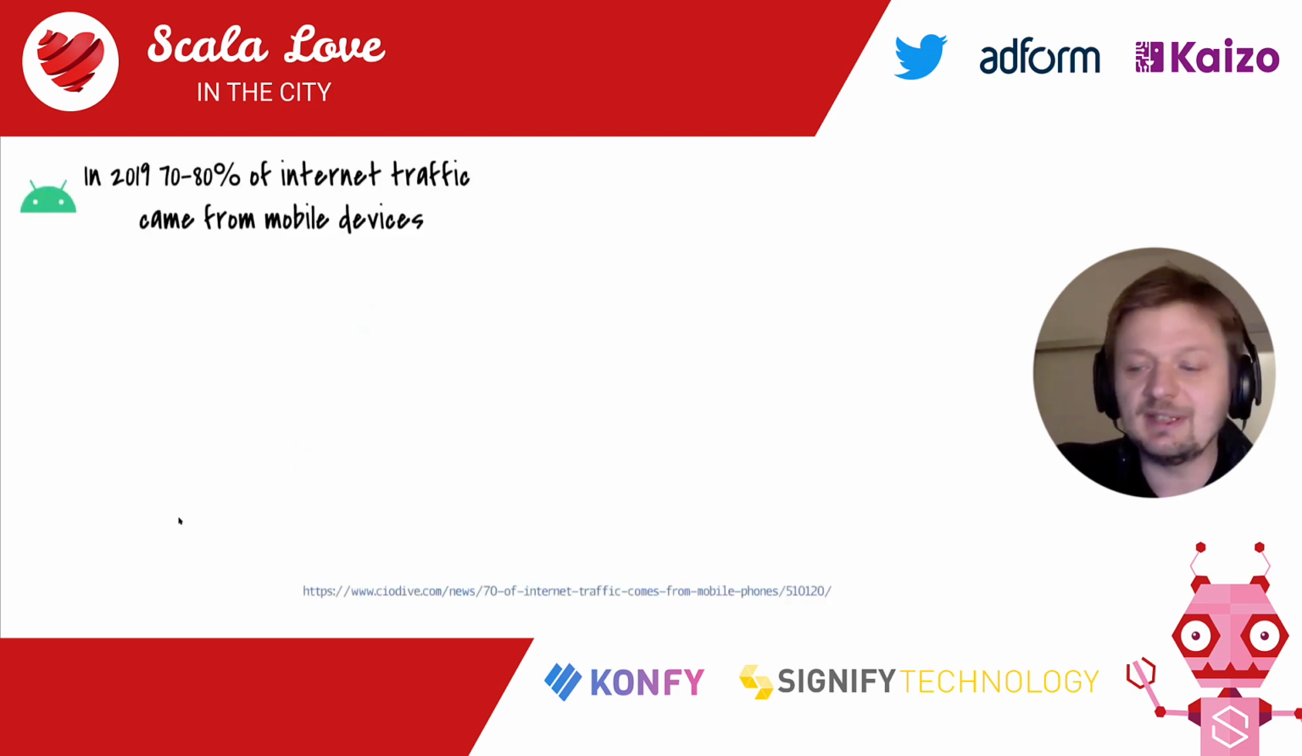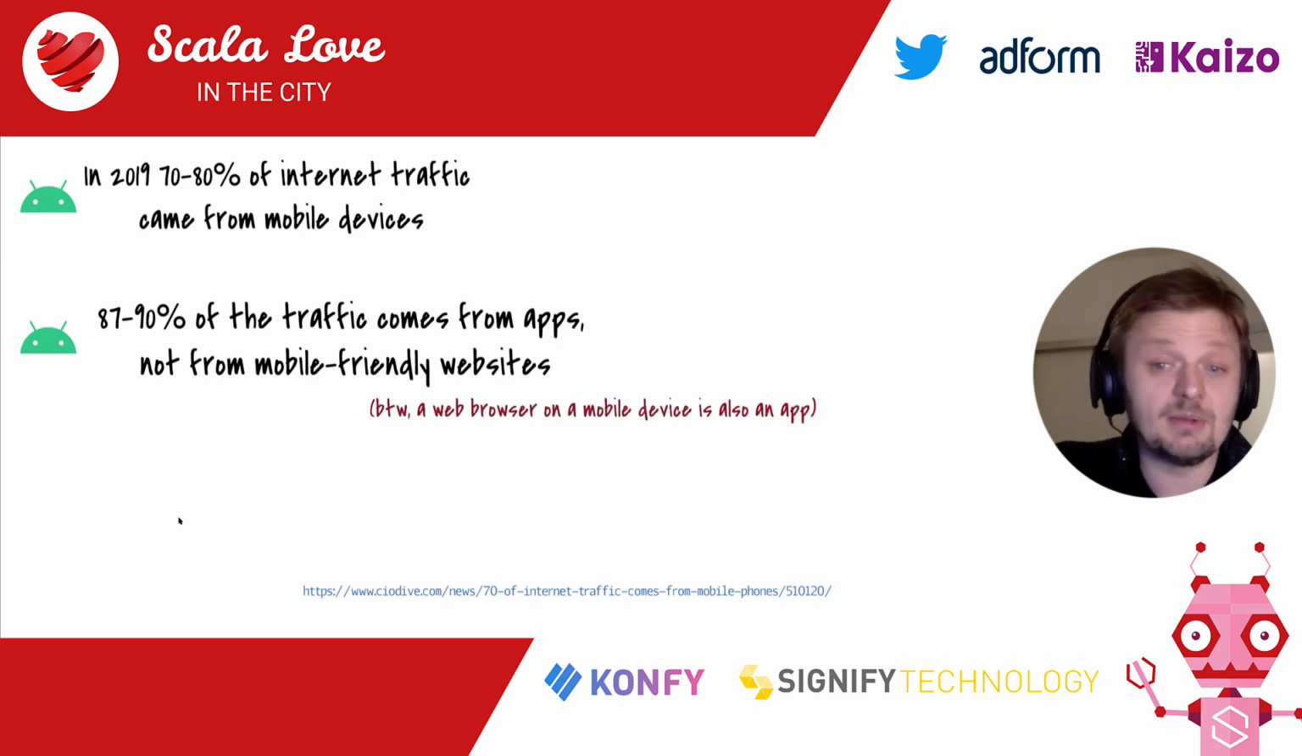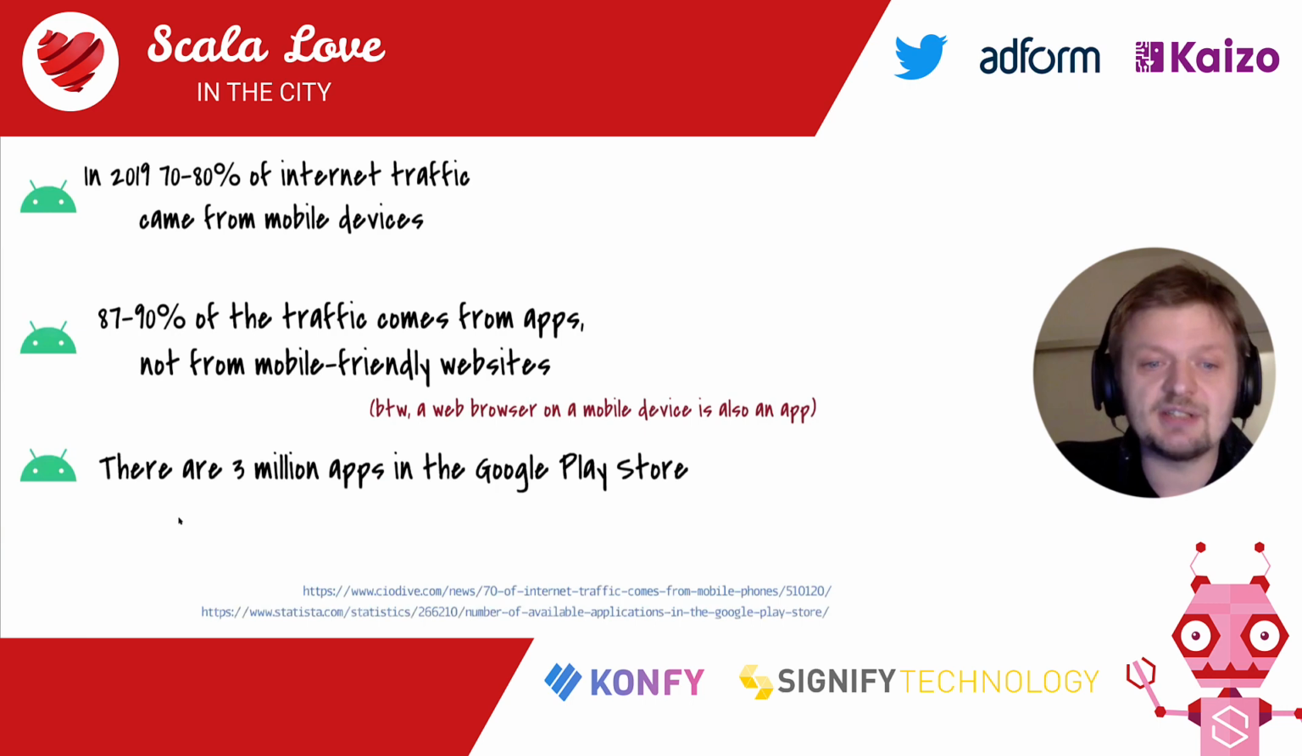In 2019, 70 to 80% of internet traffic came from mobile devices. A vast majority of it comes from apps, not from mobile-friendly websites. And even though we're talking here mostly about big apps like Facebook, Twitter, Instagram, etc., those big apps created a culture of looking for an app that will let us do something, instead of going to an all-purpose web browser. And by the way, a web browser on a mobile device is an app as well. There are currently 3 million apps in the Google Play Store.